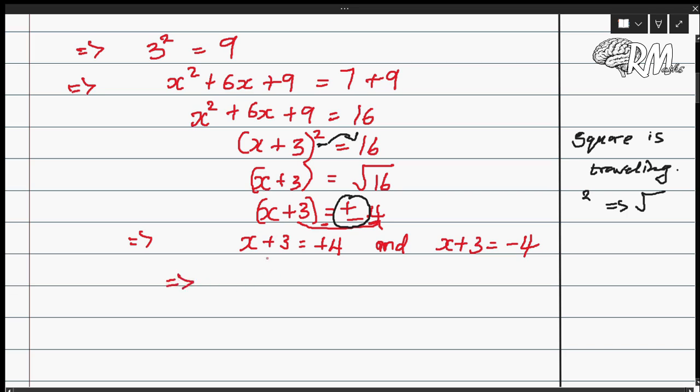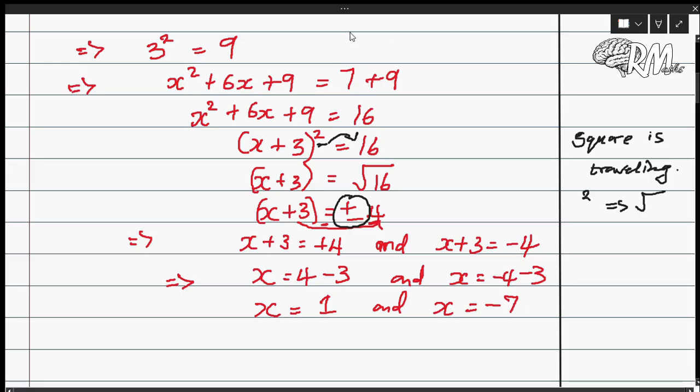Then we have for the first one, x equals 4 minus 3, and x equals minus 4 minus 3, and therefore we have x equals 1 and x equals minus 7. Remember, minus 4 minus 3 gives me minus 7, and this is the final answer to this question.